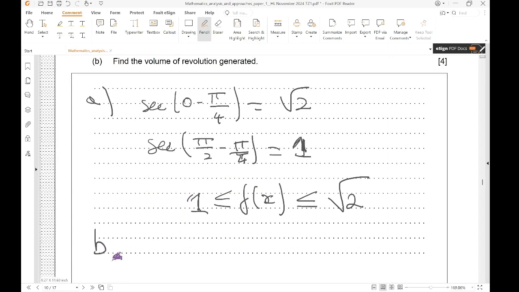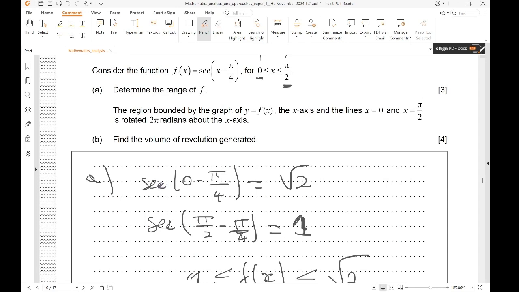Now let's move on to question B. The region bounded by the graph of y is equal to f of x, the x-axis and the lines x is equal to 0 and x is equal to pi over 2 is rotated 2 pi radians about the x-axis. Find the volume of revolution generated. This is a really annoying question to do. You just have to remember the formula.